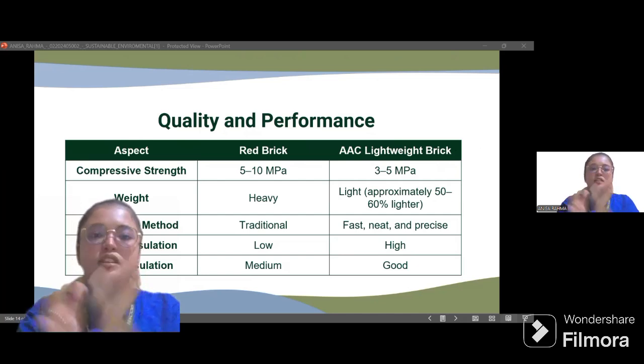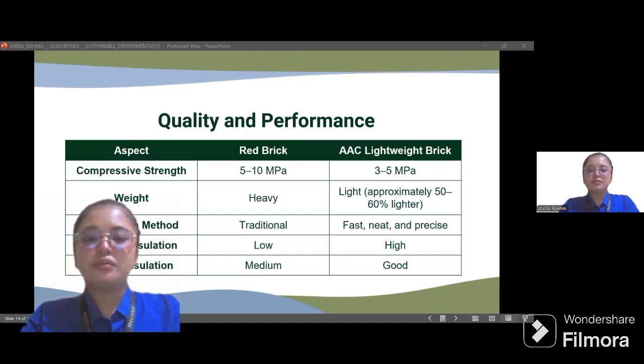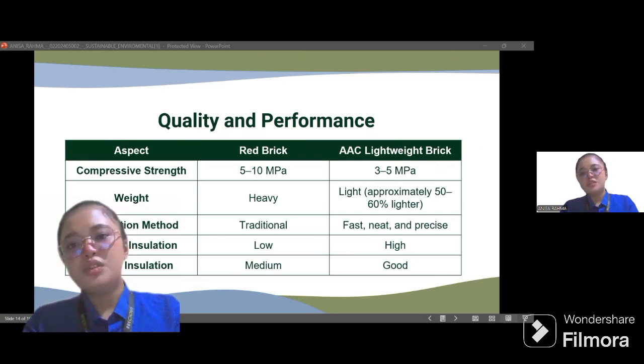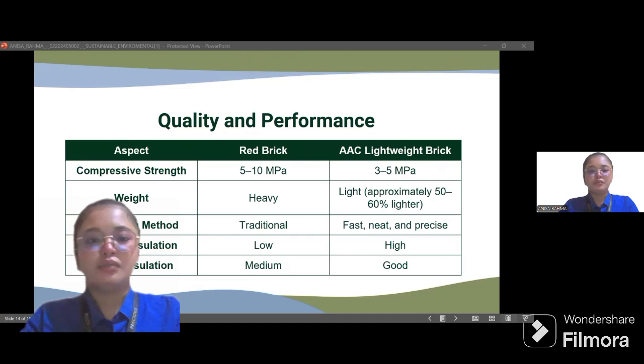The fourth is thermal insulation. Red bricks have low thermal insulation properties. That means the walls made from red bricks tend to heat up quickly in the summer and cool down quickly in the winter. Meanwhile, AAC blocks have excellent thermal insulation. The porous structure of AAC bricks allows them to maintain stable indoor temperature in both summer and winter.